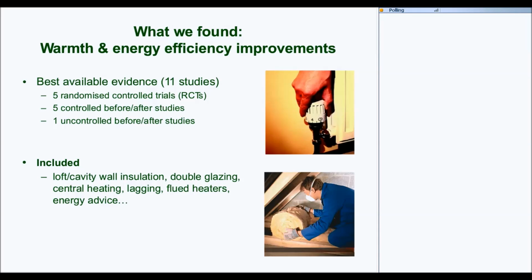The types of interventions that these studies covered were quite diverse. Even within a single study, they were quite diverse. So people were given loft or cavity wall insulation, double glazing, central heating, lagging, fluid heaters or energy advice.